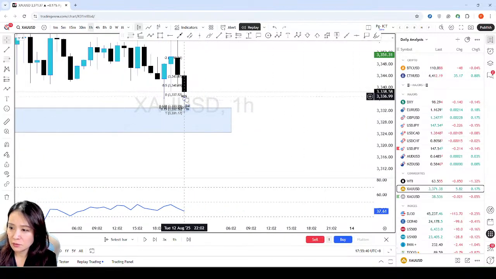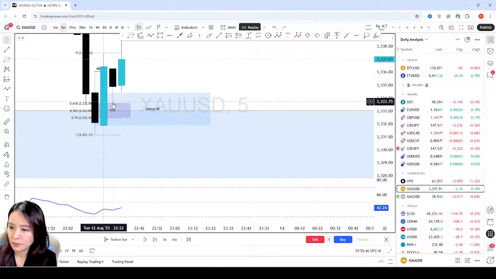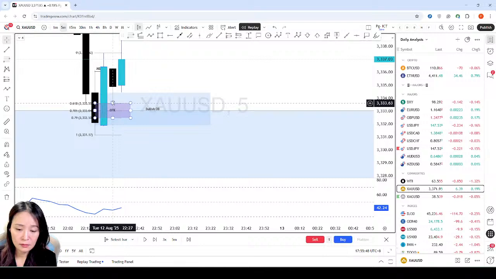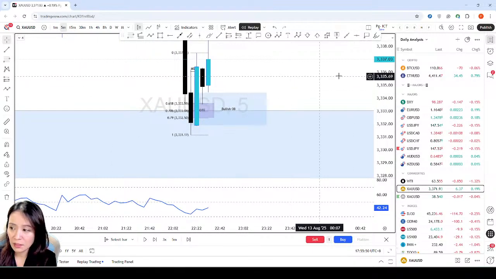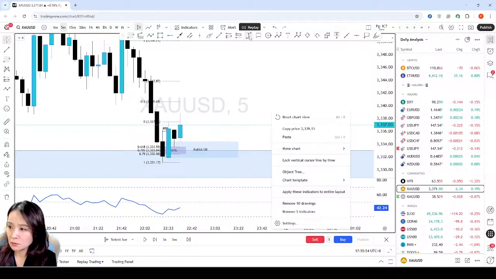Okay, in H1 you can see why our entry on the lower time frame is here. It's here. Okay, it's here. Clear? Now let me do it on gold.